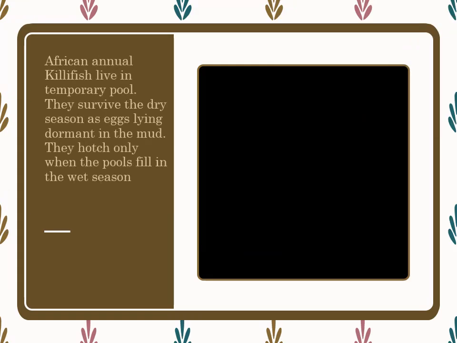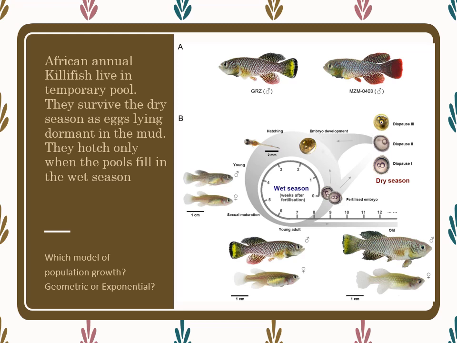Also, one of the questions asks about the African annual killifish. The African annual killifish spends part of its life cycle in eggs down in the mud, and then it will grow up and live in temporary ponds during the wet season. Then once again, at the end of the season, it's laid its eggs, and so it'll spend the dry season down in the mud. So this is sort of like an annual plant, but this is an annual fish.